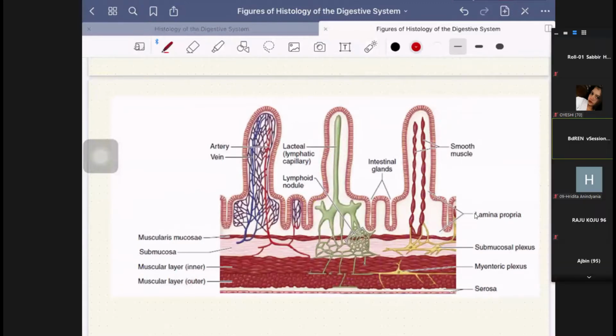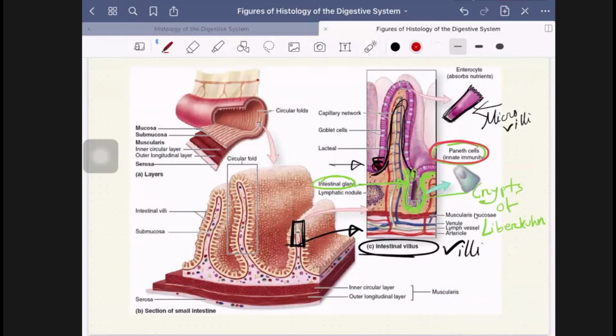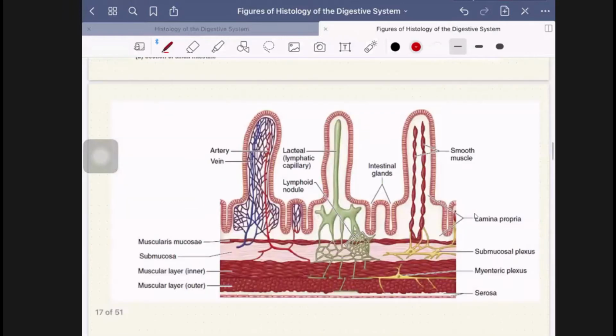Now, a villus is actually the fold of lining epithelium along with the lamina propria. So the contents of the lamina propria will be present in the villi. If you see this figure, if we divide this figure into three parts, the villi will contain vascular structure, that is artery and vein, and the capillaries.